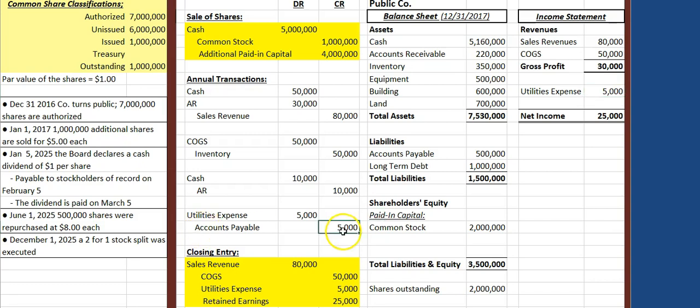And accounts payable is a balance sheet account, a liability. So we bring accounts payable up by $50,000.